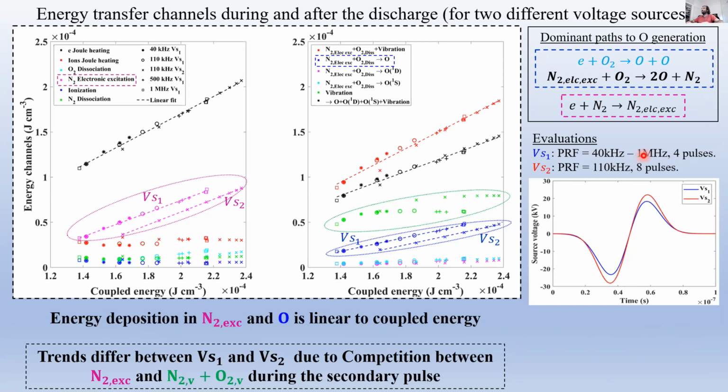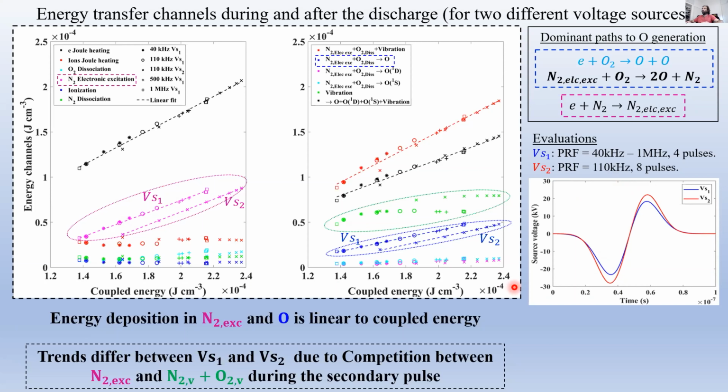We made quite a lot of evaluations for each of the 4 consecutive pulses of the 40 kilohertz to 1 megahertz repetition frequencies with the same voltage source that we used in the previous slides. We call it VS1, but we also had another 8 consecutive pulses with 110 kilohertz repetition frequency, with another voltage source called VS2. You can see the difference between them. Basically, VS2 has higher magnitudes.